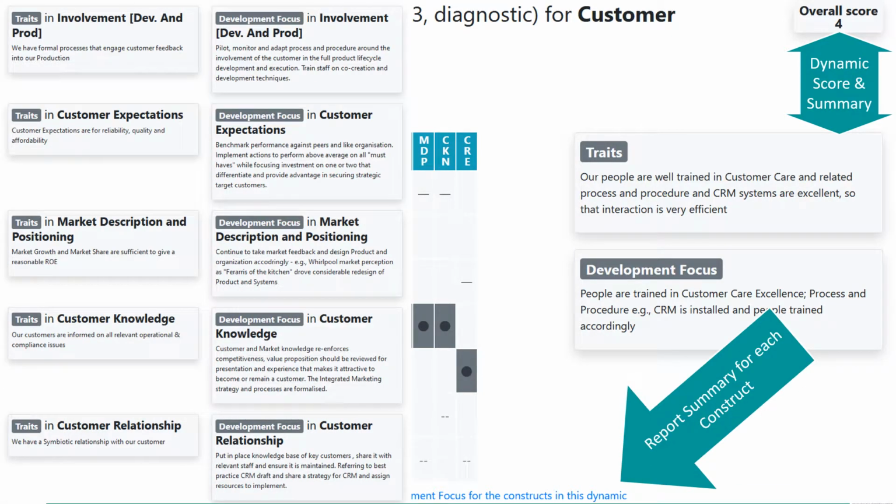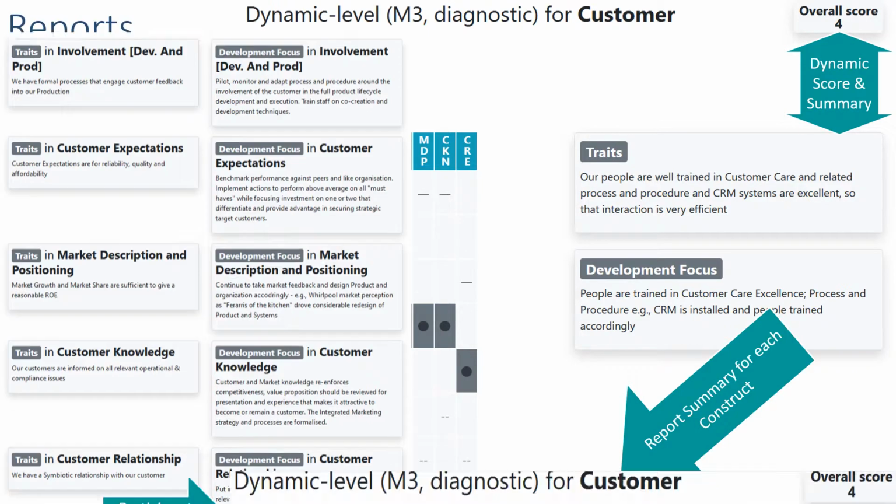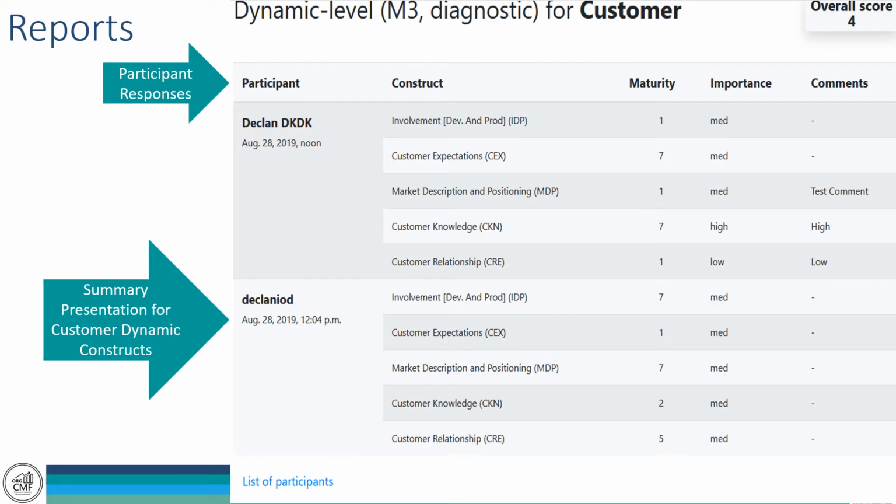Users can expand out the content for each construct and view the description of the measured trait level and the development focus for that level. Finally, users can expand out and review the individual responses. The assessment administrator can set the permissions as to who can see and who cannot see reports in real time.